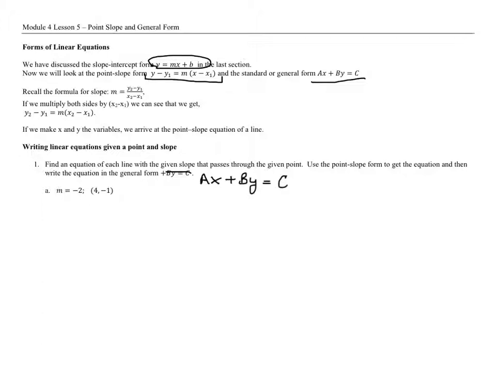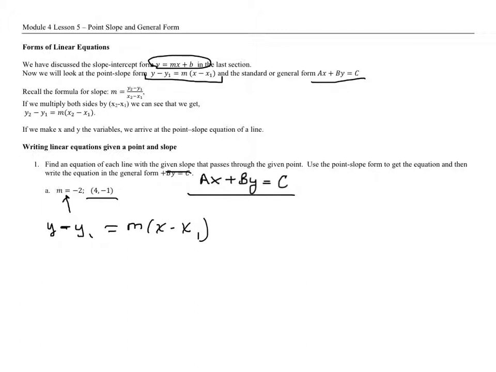The first example says find an equation of a line using the slope -2 and passing through the point (4, -1). Now you'll notice in your books here, we want to eventually write it in the form ax plus by is equal to c. So we are going to use the point slope form, which states y minus y1 is equal to m times the quantity x minus x1. And then we'll show you what's going on here.